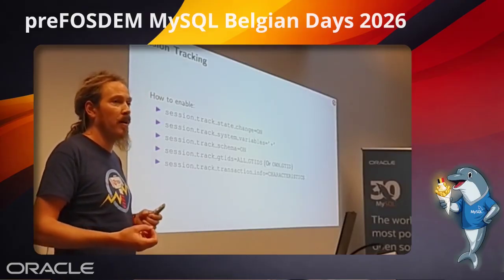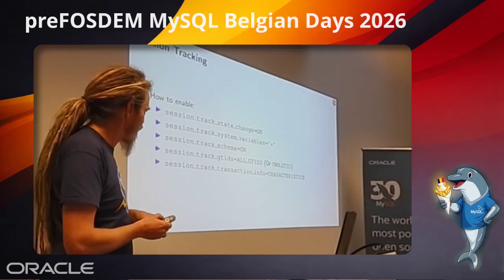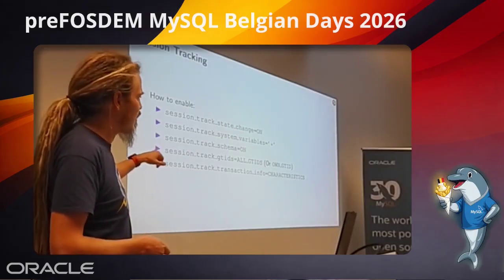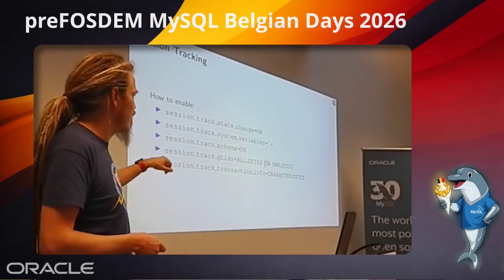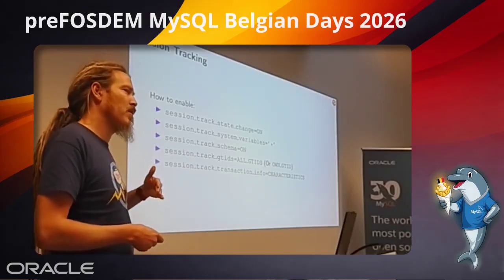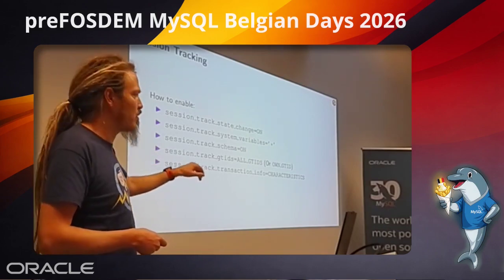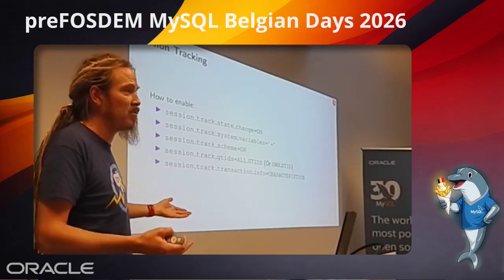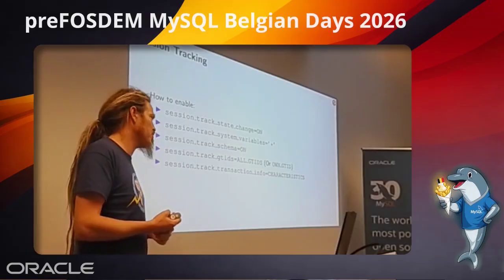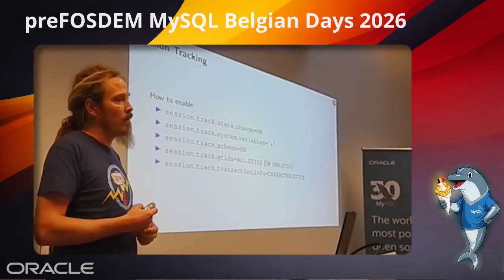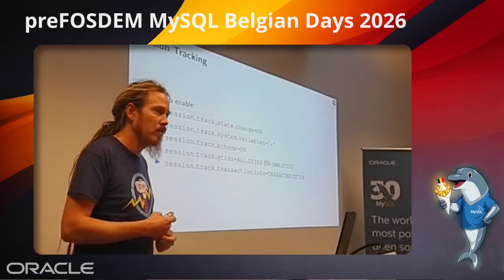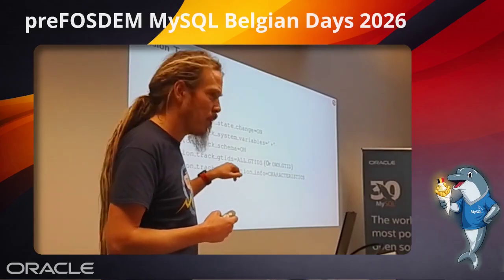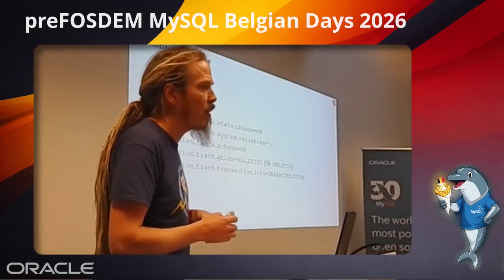The second one is session track system variables. By default, this is a short list of system variables that are being reported. If you set it to star, then it will give you all the system variables. However, the system variables for which this matters are mostly the ones that have to do with character set and collation. So for example, if you do a set names latin1, then of course there are a few variables that change to have the collation and the character set. These will be reported.